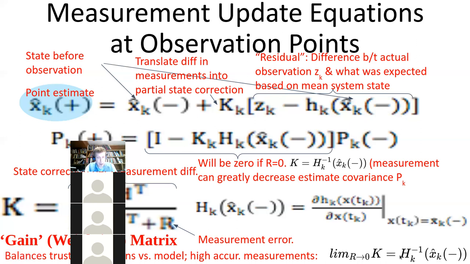And there's some things that I want to point out to you from here, which is that K, if R goes to zero, if you can imagine this term going away, K is then P H transpose over H P times H transpose. Imagine R being very, very small. This term in the denominator dominates. So it's this over this. And basically it's like H inverse here.